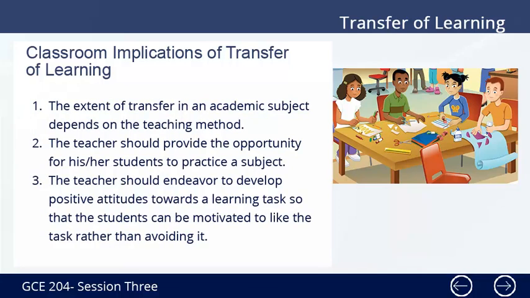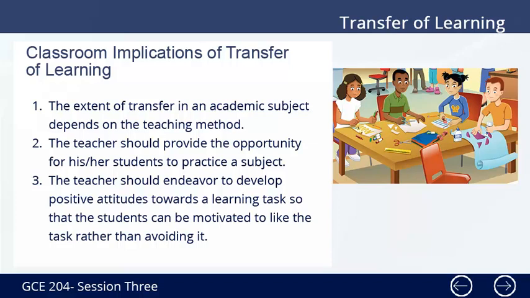Classroom implications of transfer of learning. 1. The extent of transfer in an academic subject depends on the teaching method. Teachers are teaching for transfer. This implies that almost every subject taught in the school has application to other situations. For instance, Latin can be taught so as to improve our knowledge of the English vocabulary. Equally, religion is taught to improve our moral life. There is therefore the need for the teacher to emphasize the similarities or relationship that exist between one subject matter and the other.